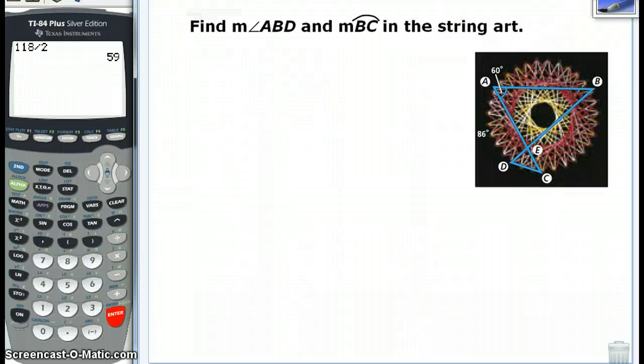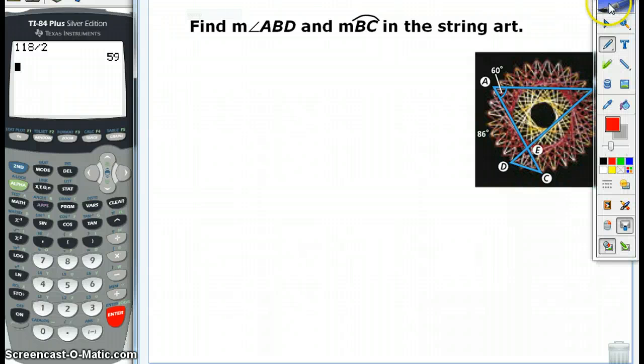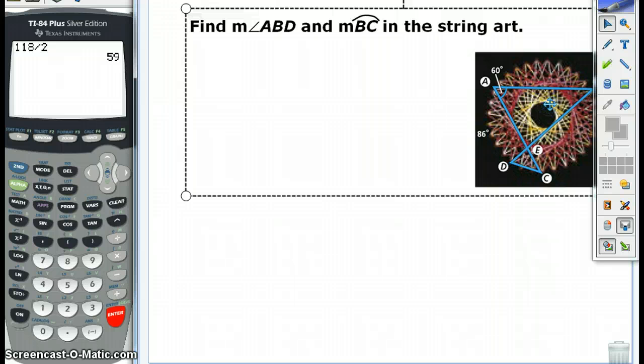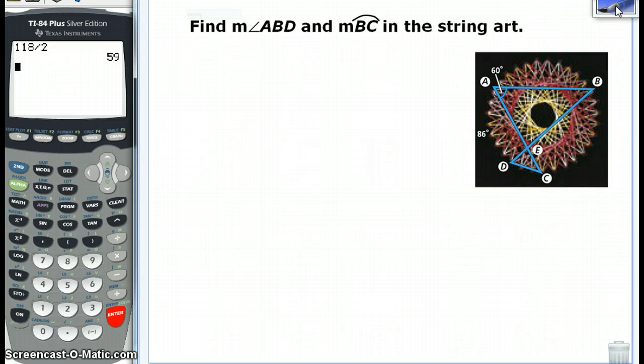So here we are back to some beautiful string art. It's not very big. I'm going to go ahead and make it bigger because it's not very big. Oh, I guess I can't make it big. Okay, well, there you go. That's why it's not very big. All right, let's go do this problem.